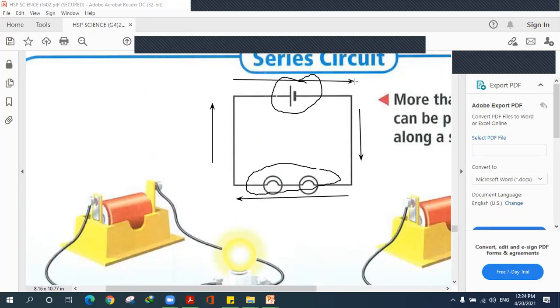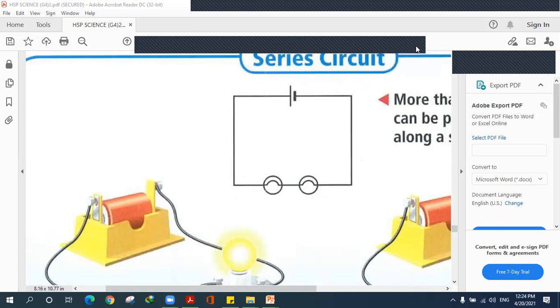So in a series circuit, how many paths does electricity have? Only one path. And if this path gets interrupted somehow, by a cut, a gap, or one of the bulbs broken, the whole circuit will turn off. Okay?